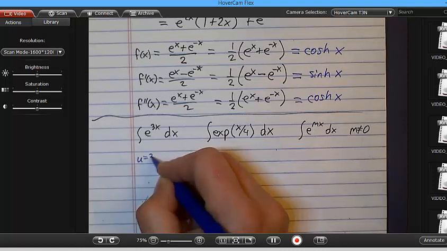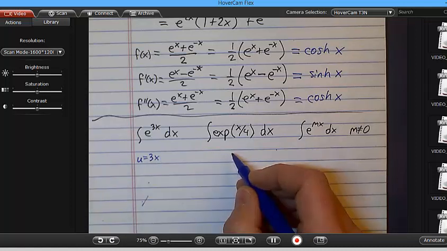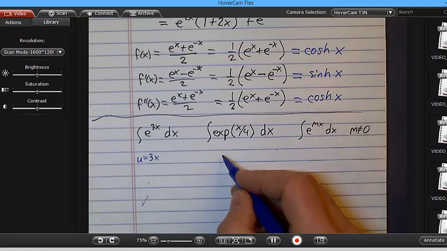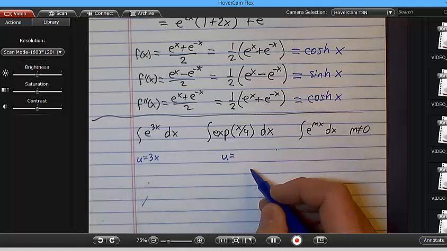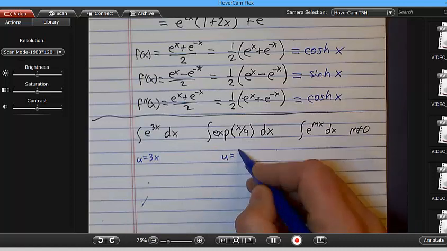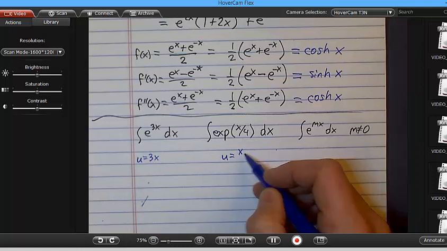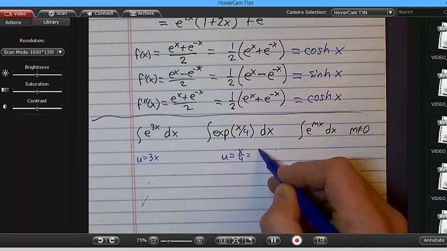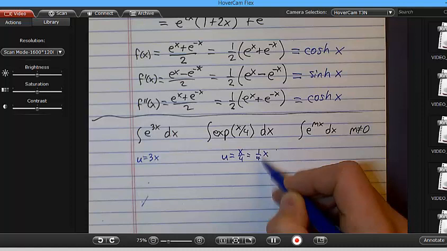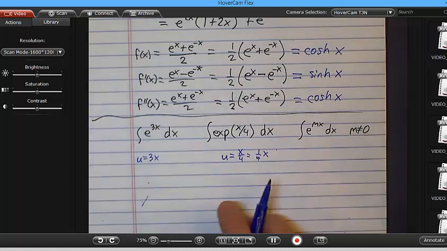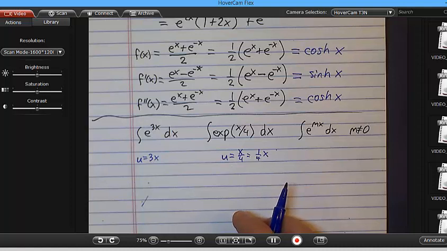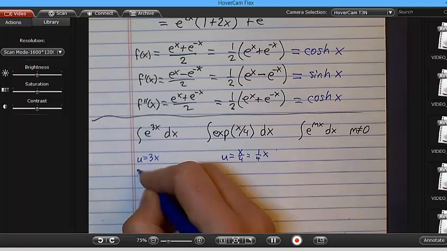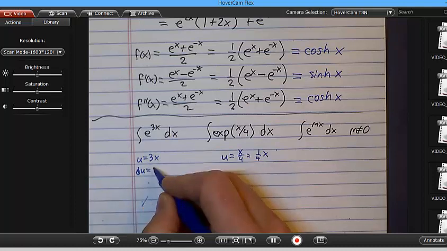Nice. How about for the second one? Let u equal what? x over 4, right? This stuff in parentheses. Another way to write x over 4, by the way, is 1/4 x. Maybe that makes it easier. Anyways, whenever you compute u, the very next thing you should compute is du.